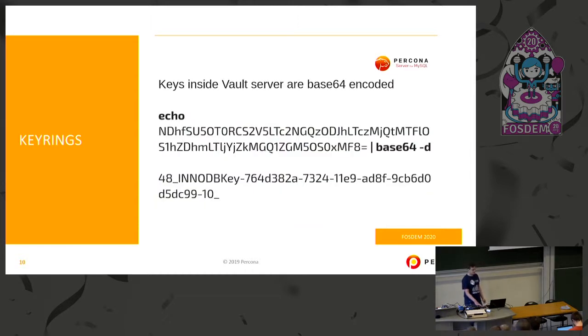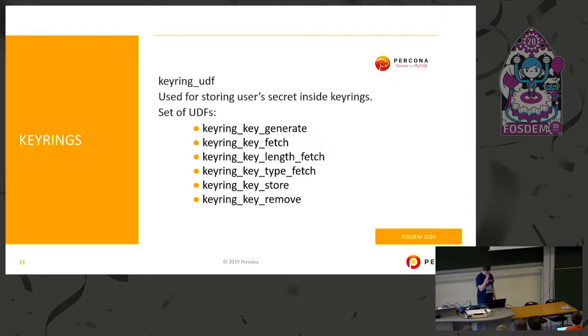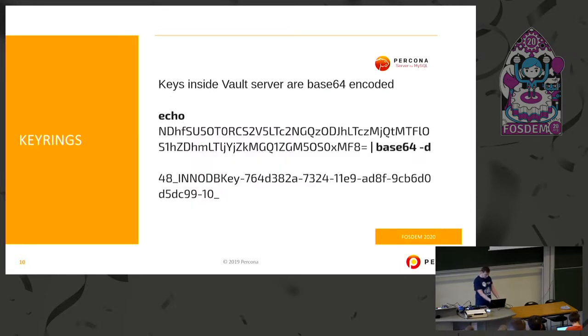We store keys inside Vault server in base64 encoding. So whenever you want to list your keys in Vault server, you should just decode it. So here we have decoded something, and it appears it's a master key. And I will talk a bit about how this is structured. Also, the master key here has the UUID of a server embedded in its name, so it's a unique name, so you can use a common place in this Vault server to store keys from different MySQL or Percona servers.